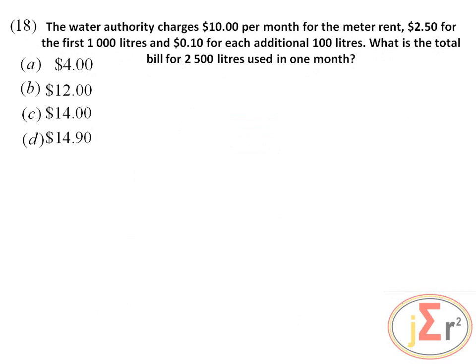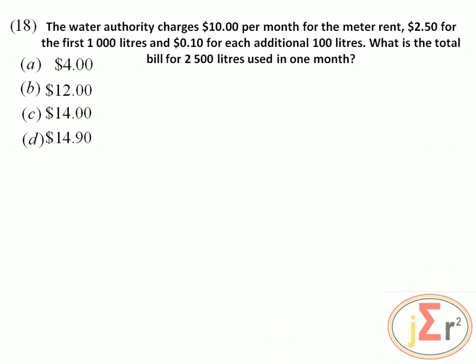The water authority charges $10 per month for the meter rent and $2.50 for the first 1,000 liters. Then 10 cents for each additional 100 liters. What is the total bill for 2,500 liters used in 1 month?